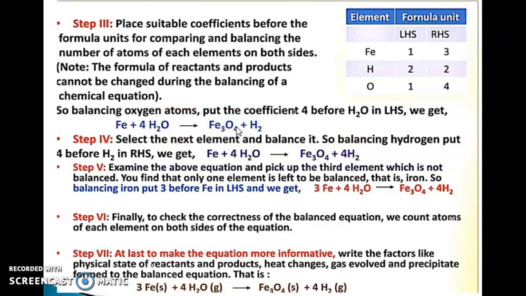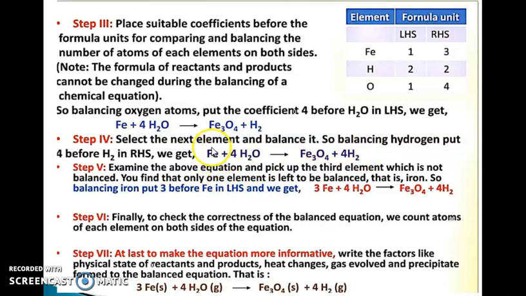Now let's balance the hydrogen atom. On the reactant side, the total number of hydrogen atoms is 8. But on the product side, the total number of hydrogen atoms is 2. So what we do, we just put 4 here to balance the total number of hydrogen atoms. So now see in the fourth step: Fe plus 4H2O gives Fe3O4 plus 4H2. Now the total number of oxygen is balanced and the total number of hydrogen is balanced. Now what is unbalanced? Only Fe.